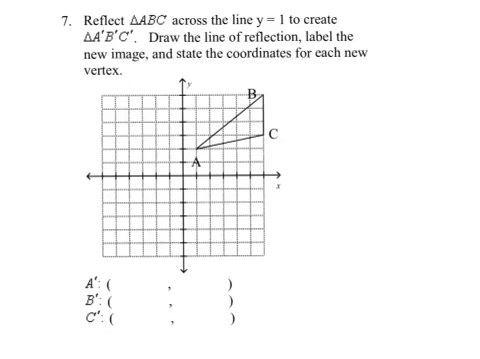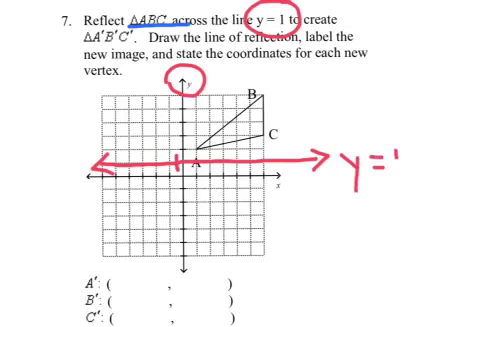This says we need to reflect triangle ABC across the line y = 1. So the hardest part for some people is graphing the line y = 1. Well, hopefully you'll remember that that means it has to cross the y-axis at the number 1. And the number 1 is right here. This is the y-axis. So it's a horizontal line that looks like this. So this is the line y equals 1.